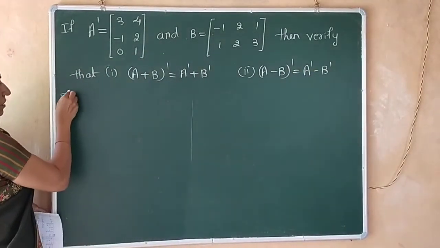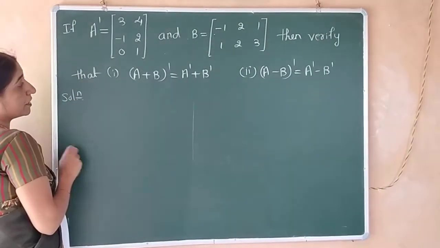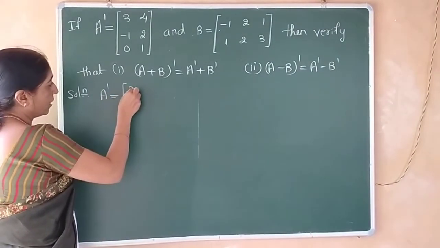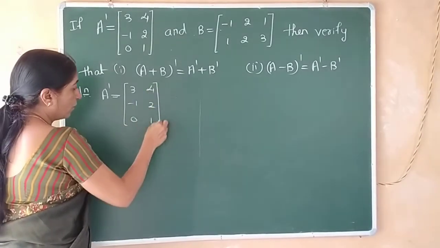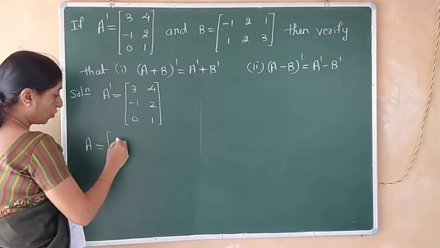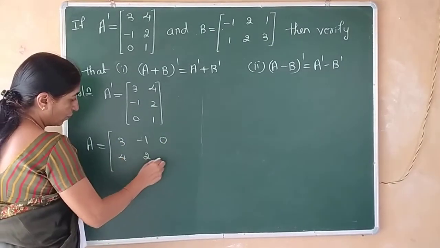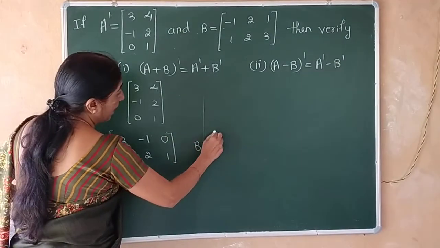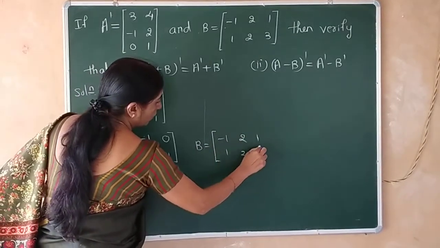Now I am giving you the solution. So mark this, A transpose is given. So with the help of that, first I am writing A transpose as it is: 3 4 minus 1 2 0 1. Now with the help of that I am writing matrix A. Matrix A means row changes to column: 3 minus 1 0 4 2 1. And on the side I am writing B as it is, standard: minus 1 2 1 1 2 3.